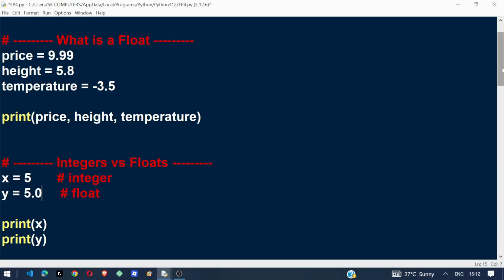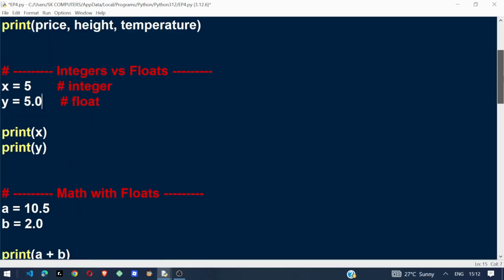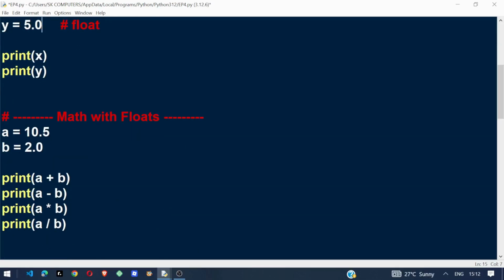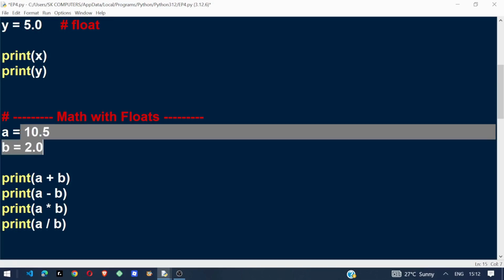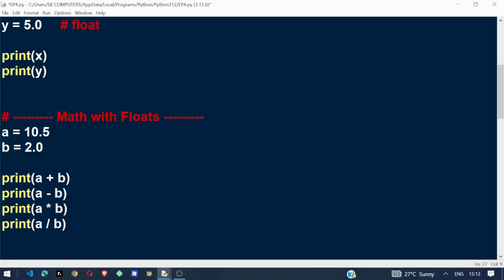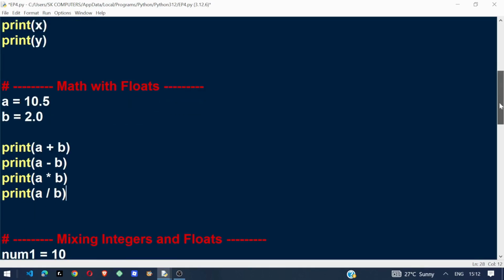Once a float is involved in a calculation, the result is usually a float. Let me show you some math with floats. Here, like with integers, we can add, subtract, multiply, and divide, just using these decimals, floats. So 10.5 plus 2.0. The answer is 12.5. And you can get all the other answers using print and the subtraction and all the operations.